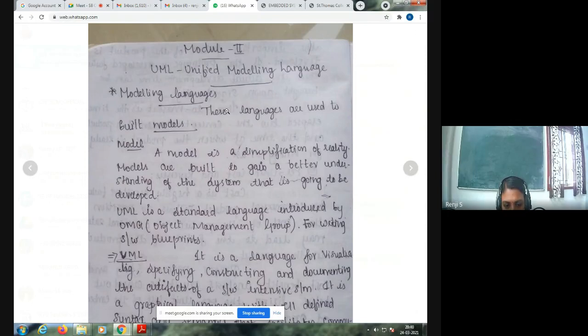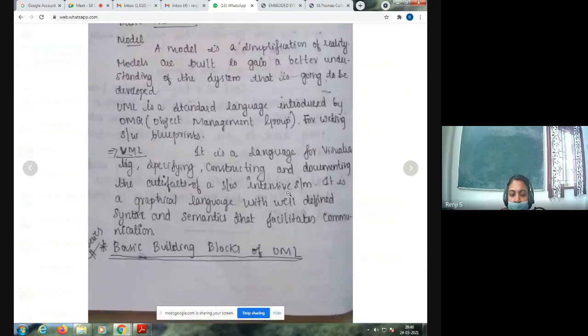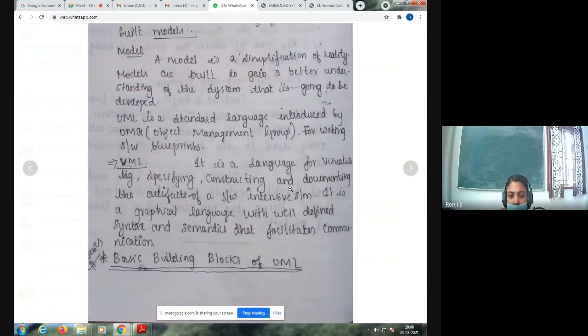This Unified Modeling Language helps us to visualize, it helps us to specify the system characteristics, it helps to construct the system, and it also documents the various design decisions that have been taken. In general, we say that UML is a modeling language for visualizing, specifying, constructing, and documenting the artifacts of a software system, or of a product to be built. And it is a graphical language.